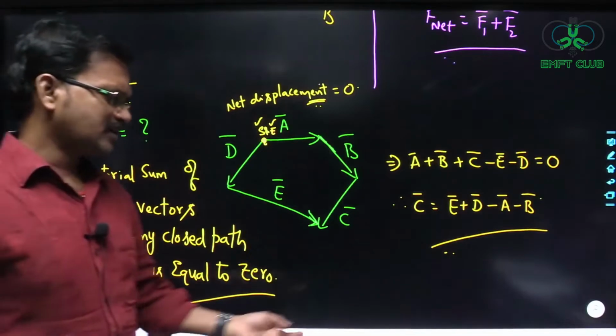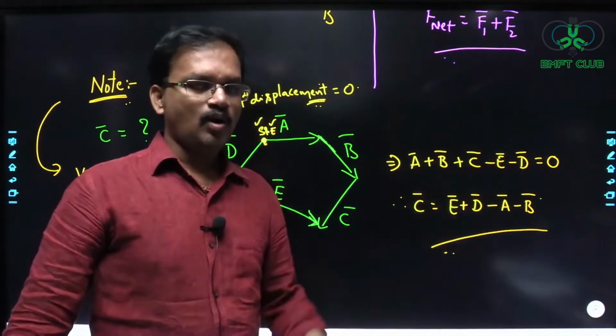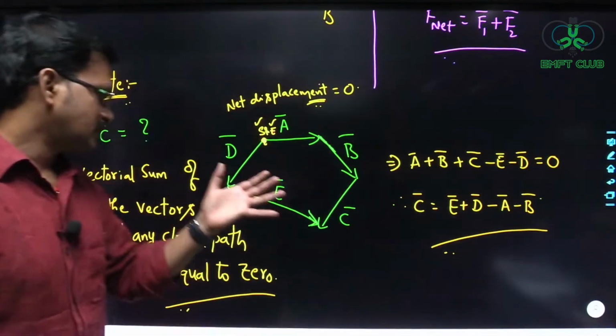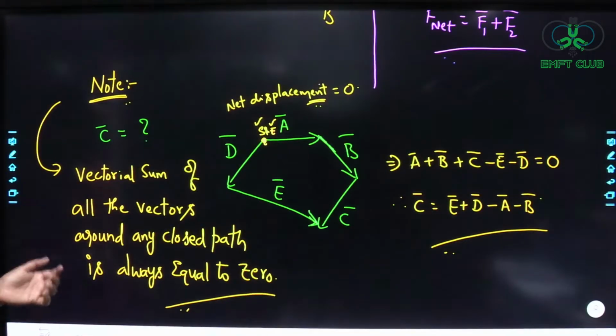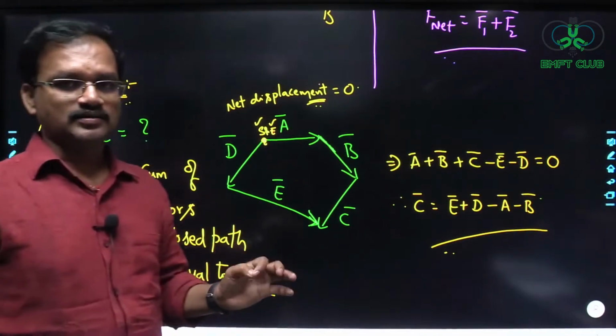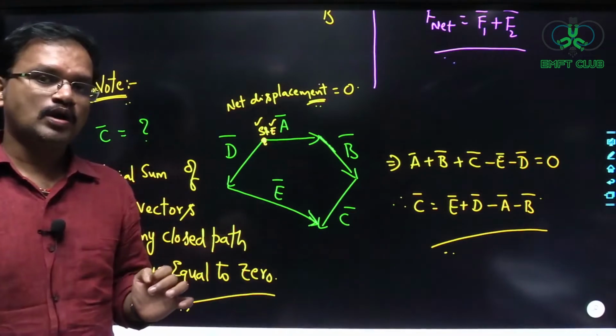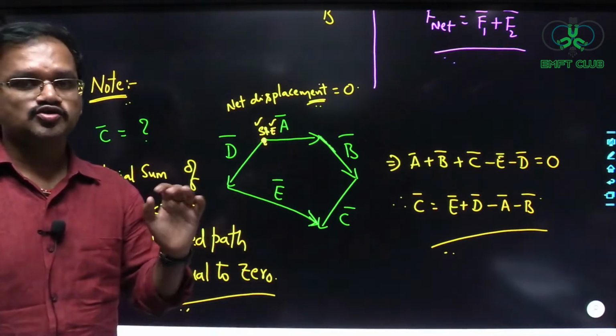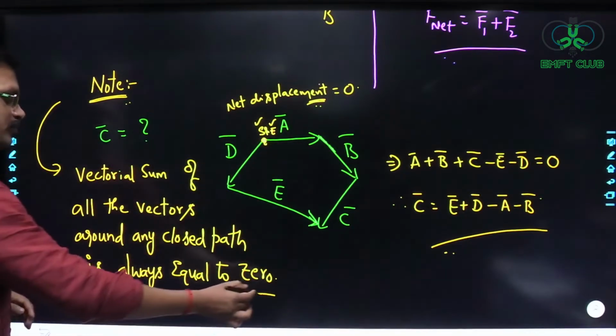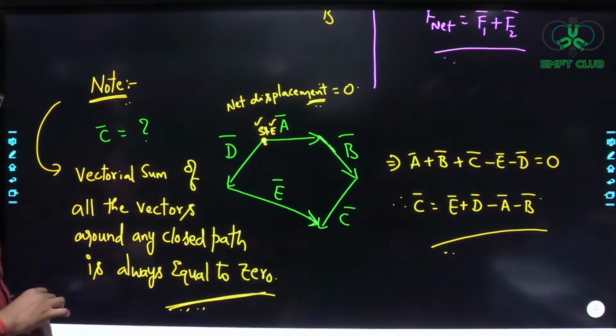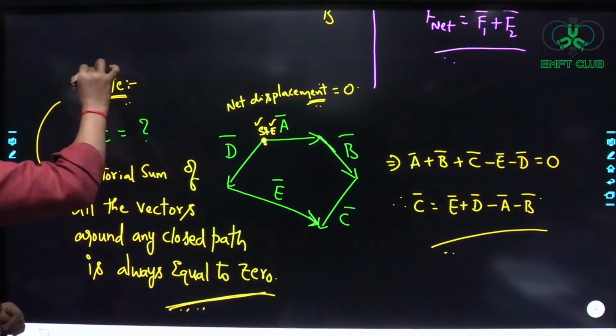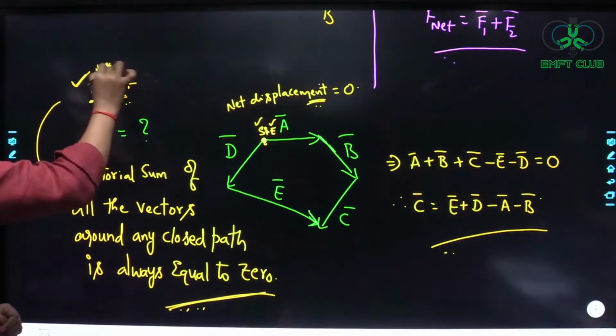Here the expression for c bar is not important. What is important here is the vectorial sum. The vectorial sum around any closed path is always equal to 0. So that is the main important point here. That is the note, and this note is important.